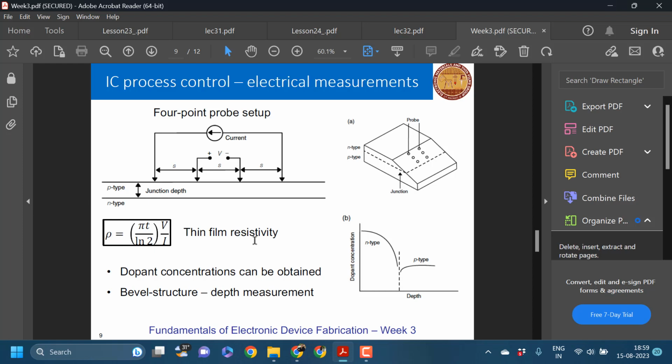Therefore, after each critical manufacturing step, we will be using certain measurements to make sure that these components are working correctly. So that is why we require process or device evaluation or process control steps. Is that correct?